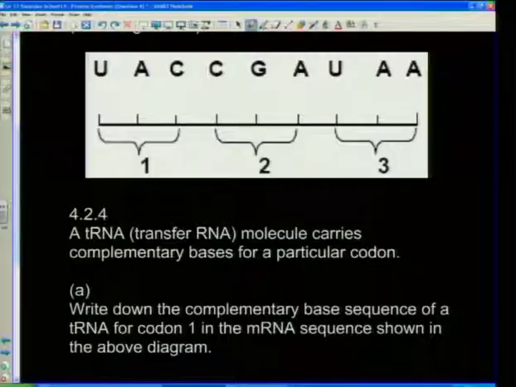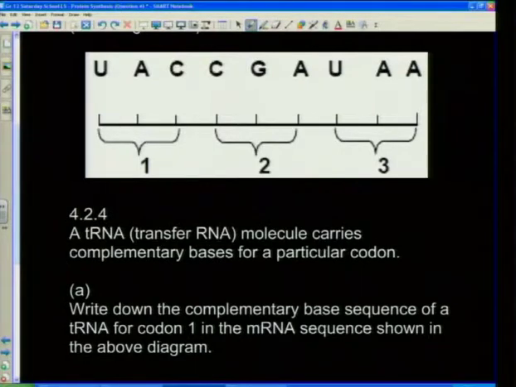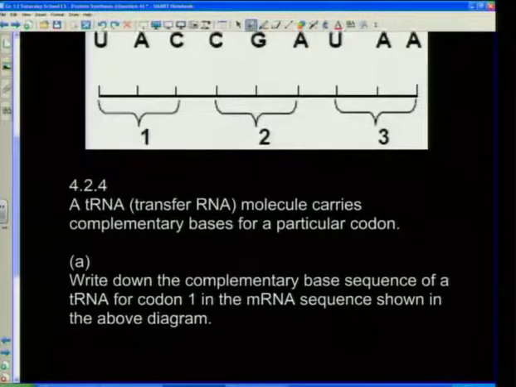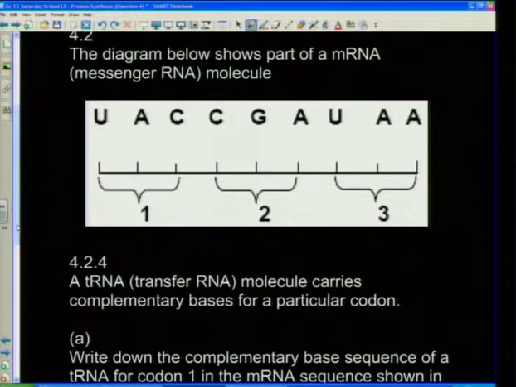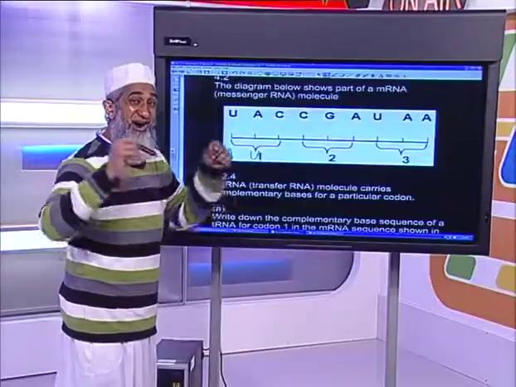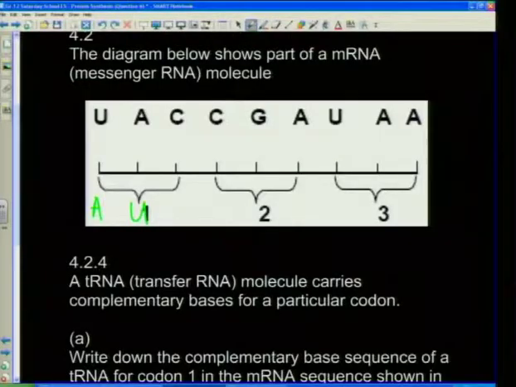Transfer RNA molecule carries complementary bases for a particular codon. Write down the complementary base sequence of a transfer RNA codon 1 in the messenger RNA sequence shown above. Going back, if this is U, then obviously this will be A. If that's A, this will be U, because now they're talking about transfer RNA, not DNA. So the U comes in there, and the last one is G. So this one will be there.